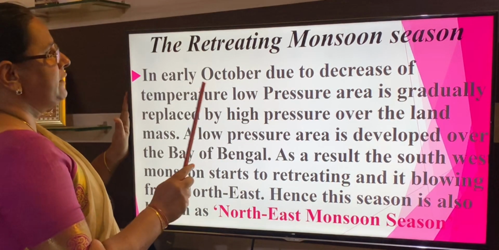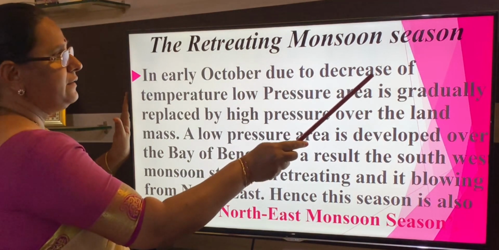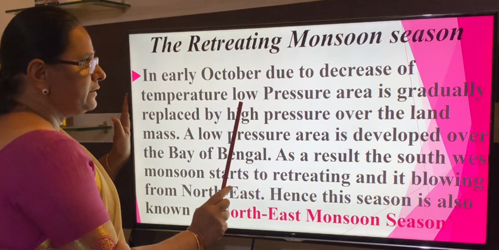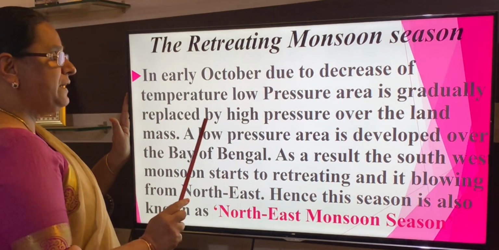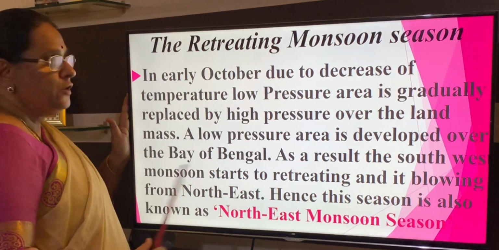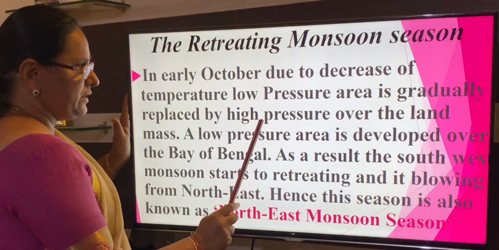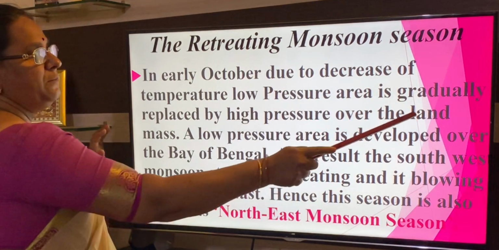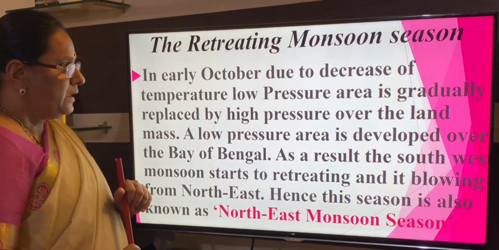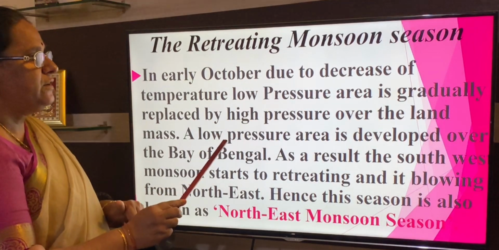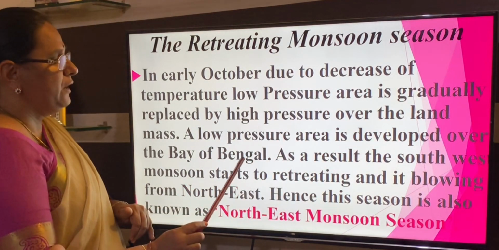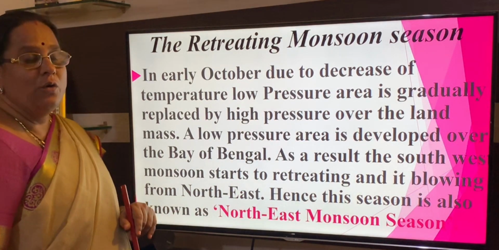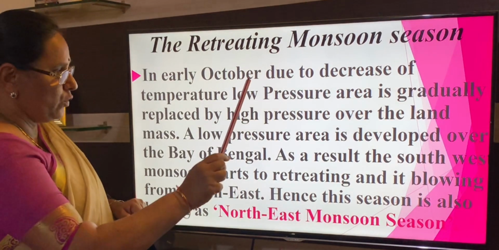So remember, in the early October you can see that there is a decrease in temperature. So where there was a low pressure, that is gradually changing into or replacing into high pressure. So this sort of changes, the temperature and the pressure, what changes are taking place, that is taking place on the landmass. Remember, it is taking place on the landmass. And you will see that low pressure area is developed over Bay of Bengal. So in the water body, what pressure has been developed? The low pressure. This is what you are going to explain.